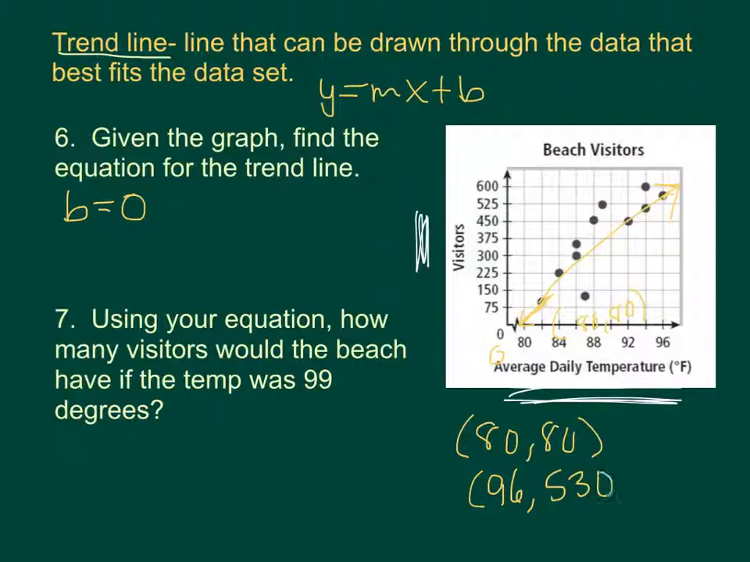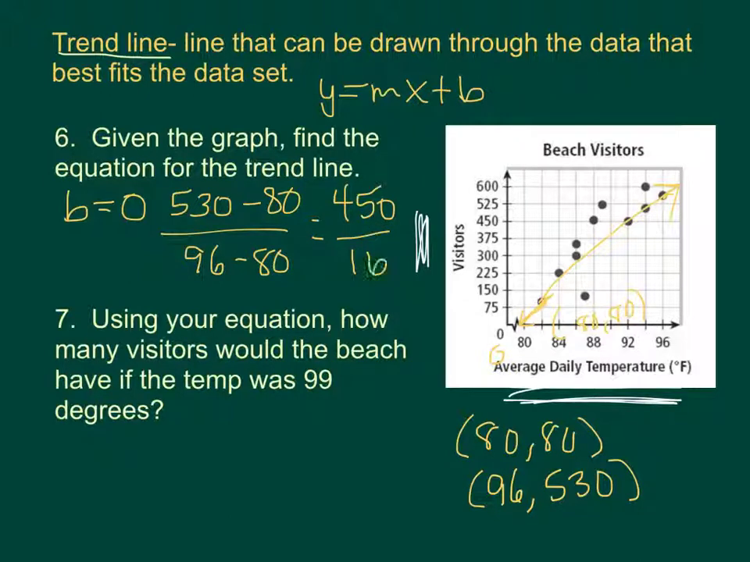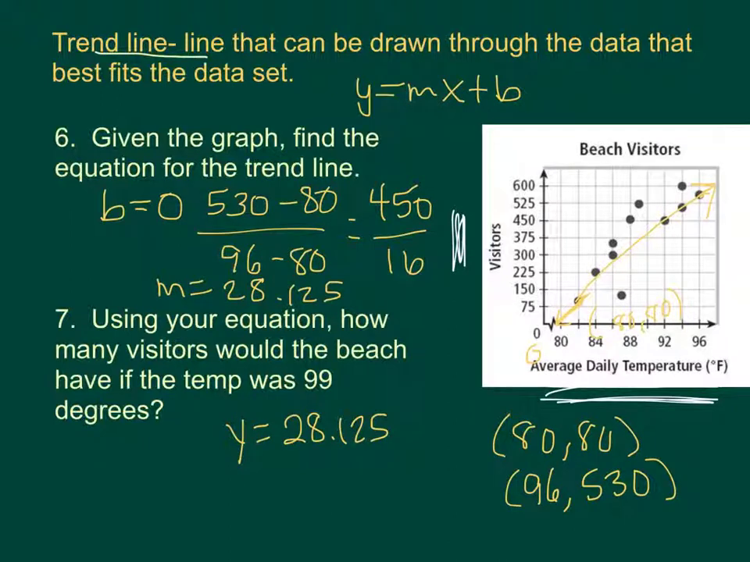530. To find your slope, you do 530 minus 80 divided by 96 minus 80, which equals 450 over 16, which equals 28.125. So my slope is 28.125, and my equation is y equals 28.125x plus 0. That's my equation, that's number 6.